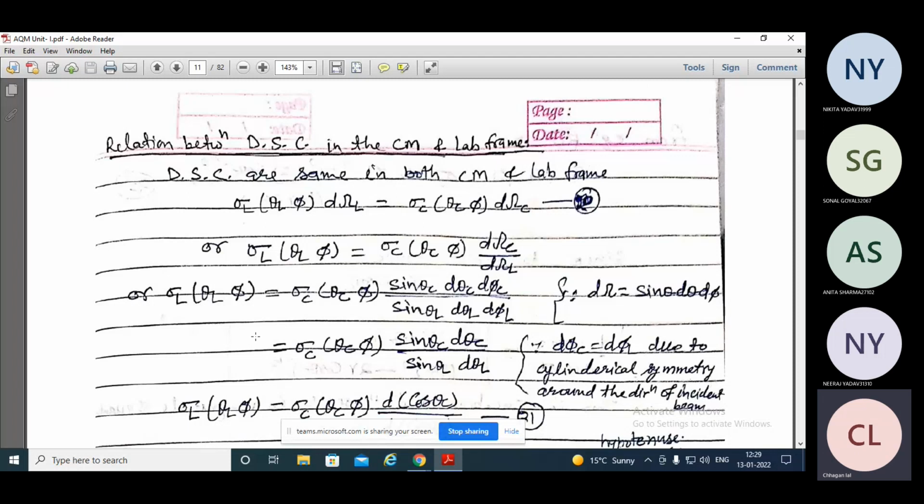So that's why here we can represent DSC, which is represented by sigma function of theta and phi. And in laboratory frame, we are representing here sigma L function of theta L and phi and d omega. Why we are using d omega? Because DSC, differential scattering cross section, are confined in a solid angle, omega. Now, in C frame, because both are equal, so you can represent sigma C, theta C, phi and d omega C.